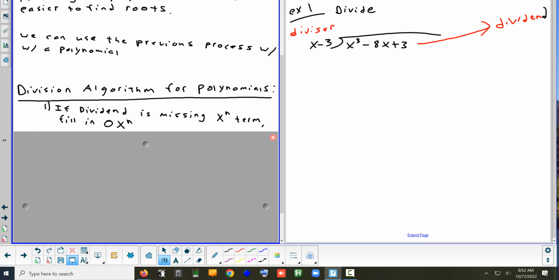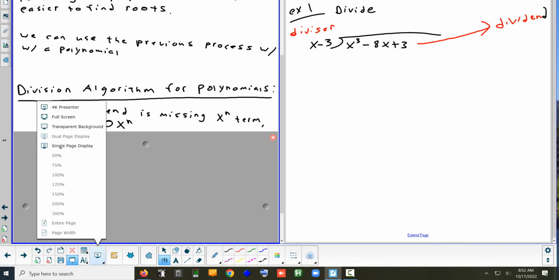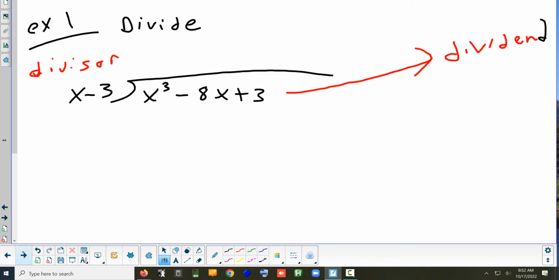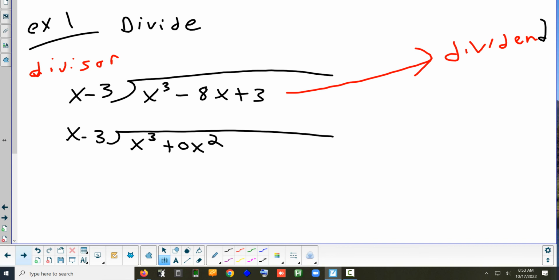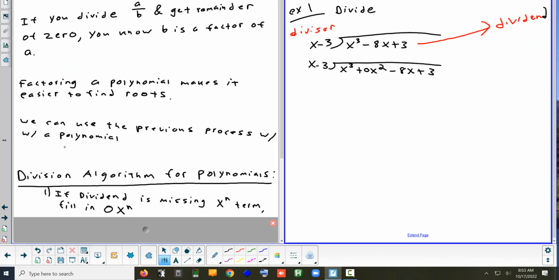So if you look at your dividend, does anyone see what exponent we're missing? Yeah? It jumps from x cubed to just x, so you need an x squared. Right. It's a 0 there. We need an x squared in there. There are no x squareds, so we're going to just make it 0. So x cubed, fill in a 0 for the one that's squared. And everything else is fine. So that's our first step. Doesn't even involve any arithmetic, it's just setting it up correctly.